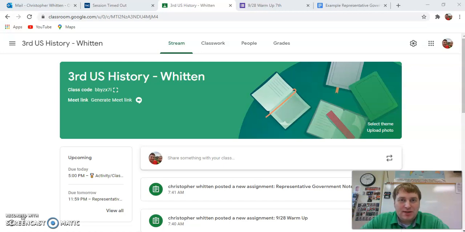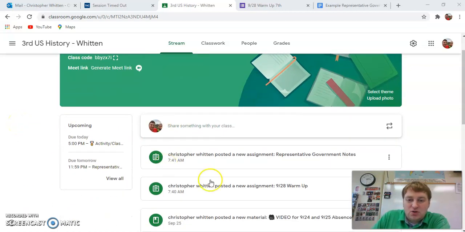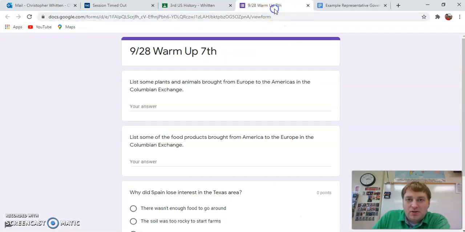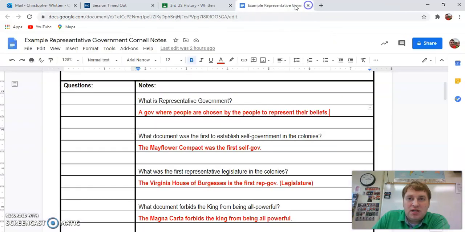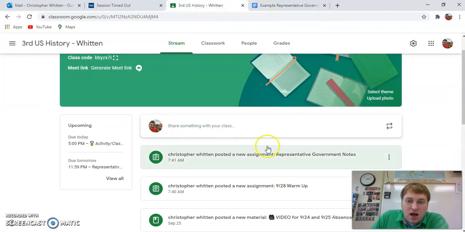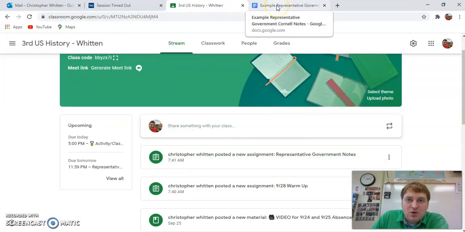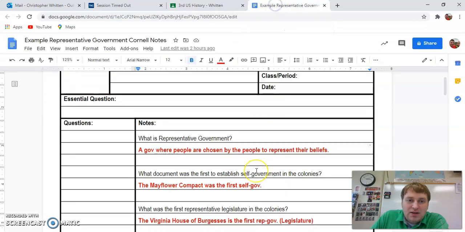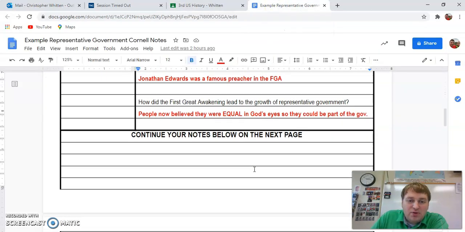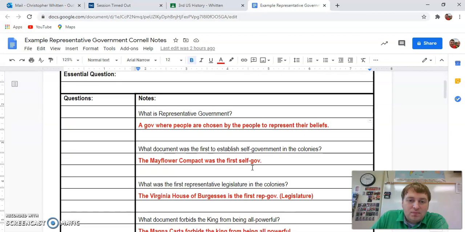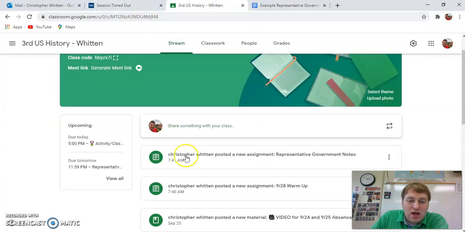We only did two things today. We actually completed one thing and started another one. We didn't quite get finished with it. What you need to do is go to 9/28 warm up, click on that, four questions, boom, you're done. It's real simple. It won't take you that long at all. And then open up your representative government notes, and they'll look like this when they're finished. But for now, we're just going to go ahead and go through the lesson.